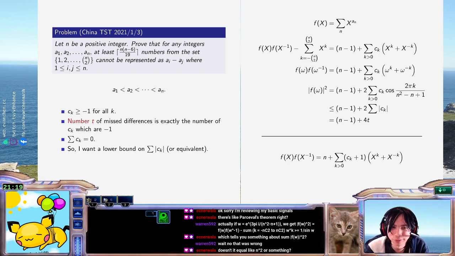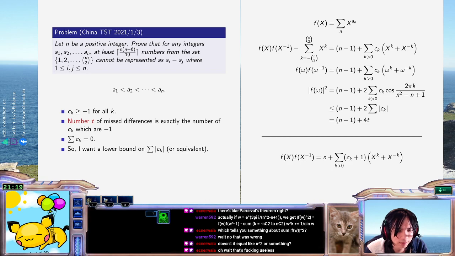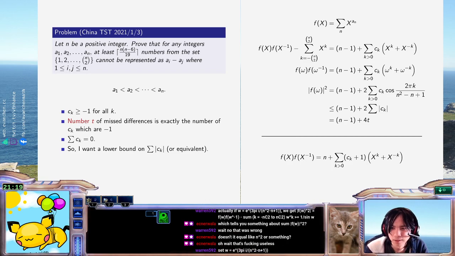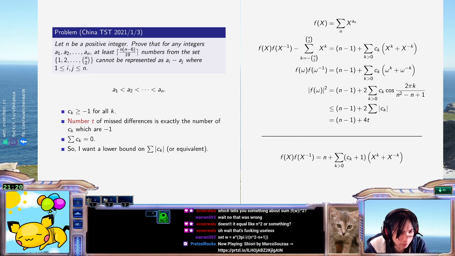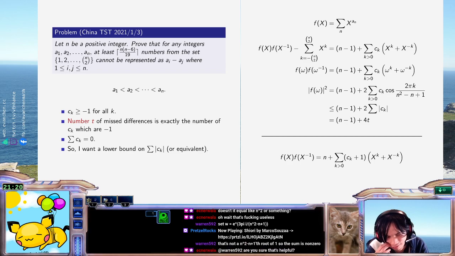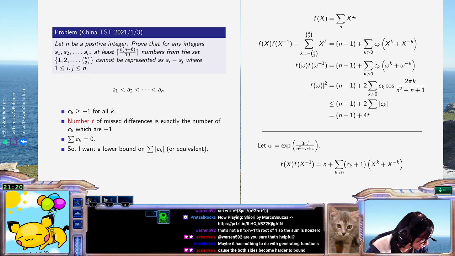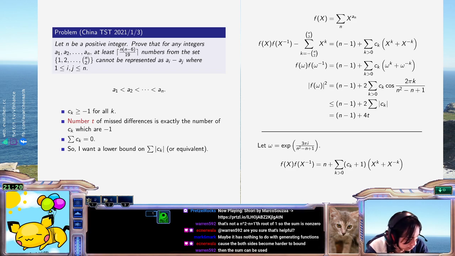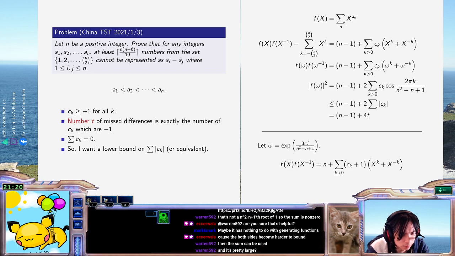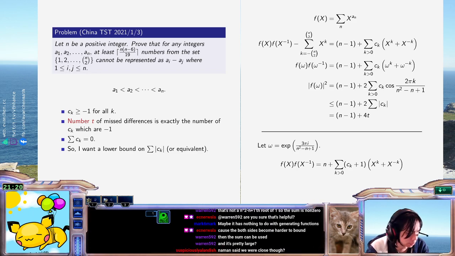Okay, let's look up Parseval's formula. Warren says we should pick a specific root. He says pick e to the 3 pi i over n squared minus n plus 1. How? That's not n squared, so the sum is non-zero. I don't get it. Then the sum can be used and it's pretty large. Wait, what are you doing with the a sub n's?